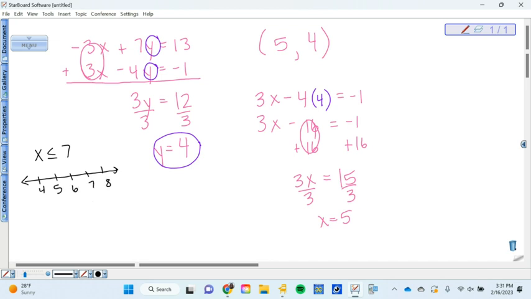Dot on 7. Open or closed? Closed. And arrow to the left. Yeah. X is less than or equal to 7. And the variable is first, so I go in the same direction as the inequality. You guys okay?